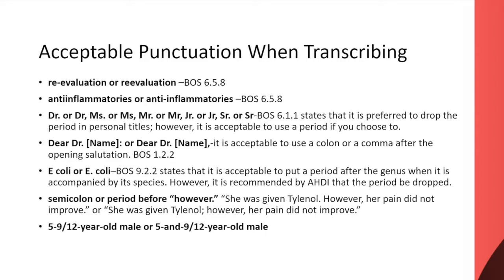Now, you'll never hear them say 5-9/12 or 9 out of 12 or anything. They pretty well have to say 5 and 9 12-year-old. And if they say 12th as in an ordinal number, do not put the TH in there. You just type 12, okay?